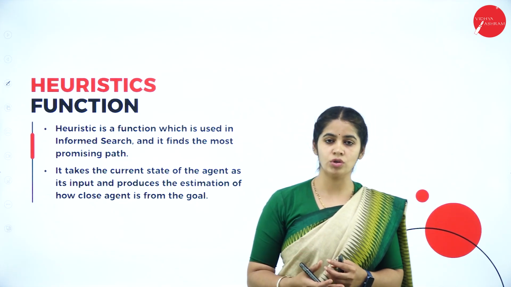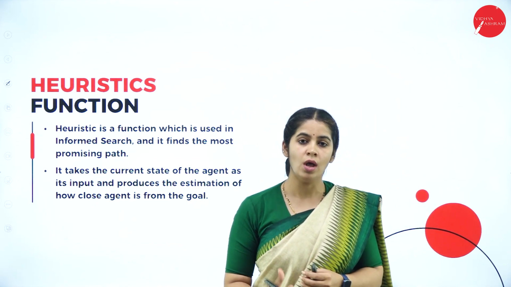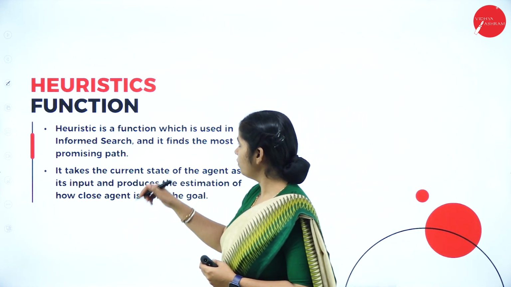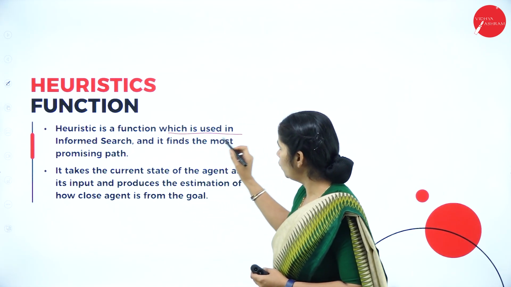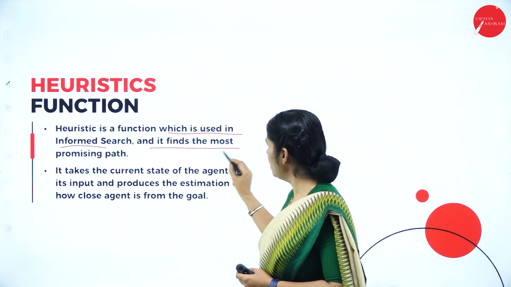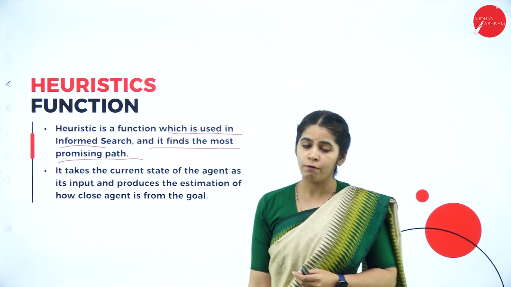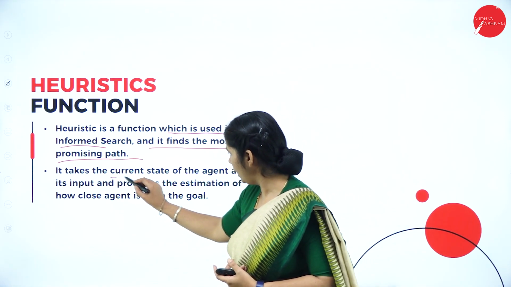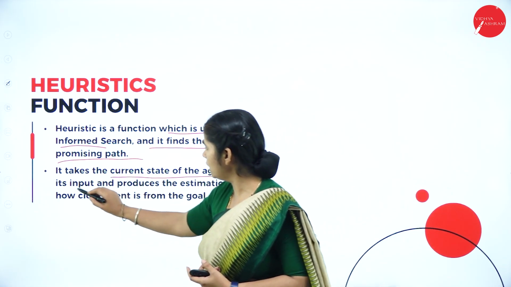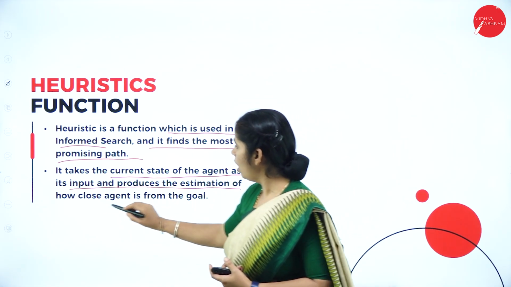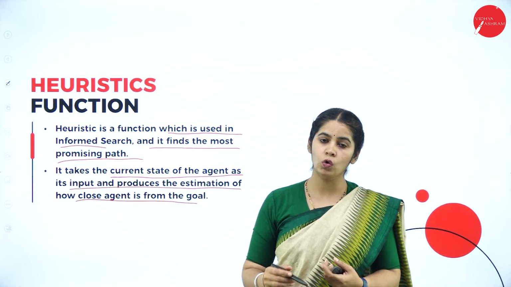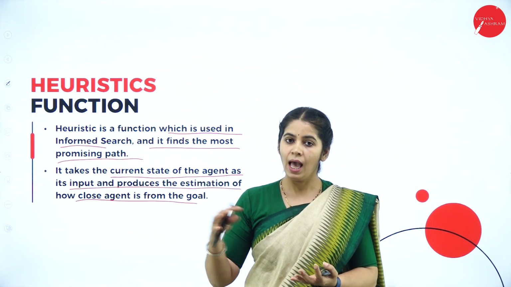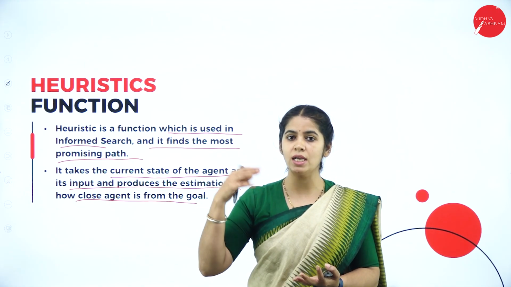What is a heuristic function? How are we implementing the heuristic search? We implement it with the help of the heuristic function. The heuristic function is used in informed search and it finds the most promising path. Why are we using it? To find the most promising path. It takes the current state of the agent as input and produces an estimation of how close the agent is to the goal. It assesses the current situation, compares it with the knowledge it has, and gives the output of how far it is from the goal.